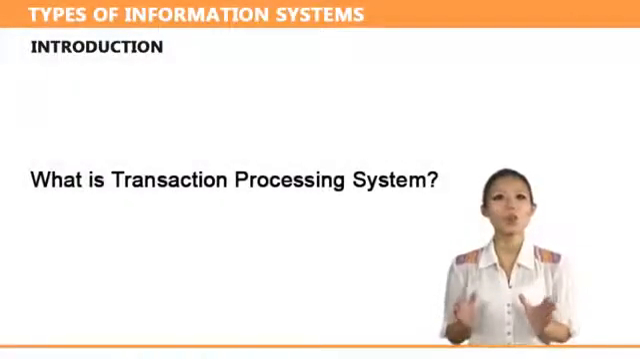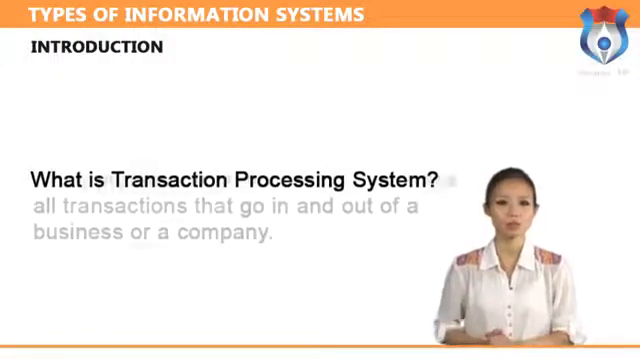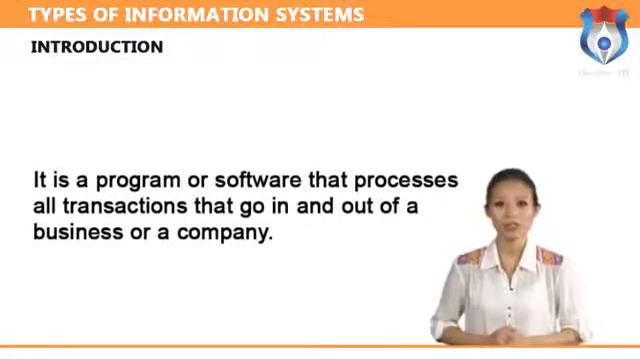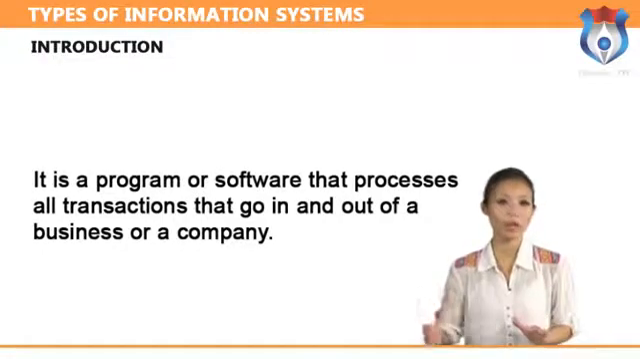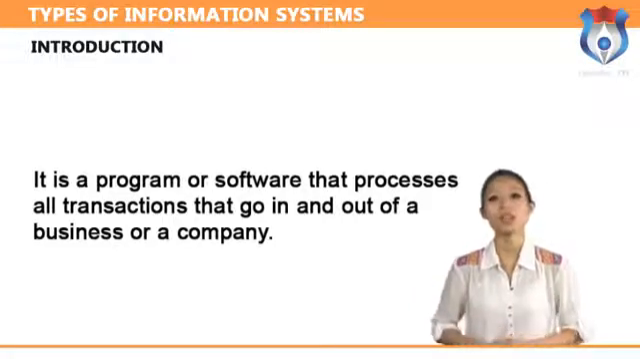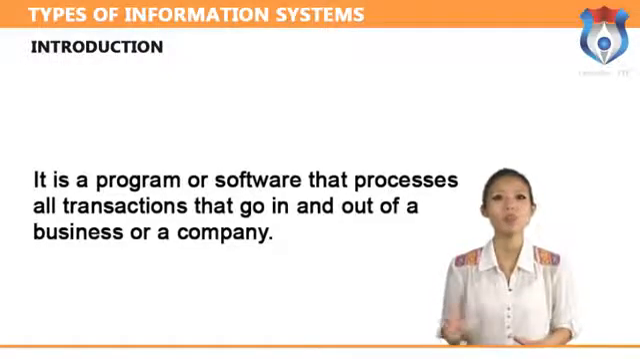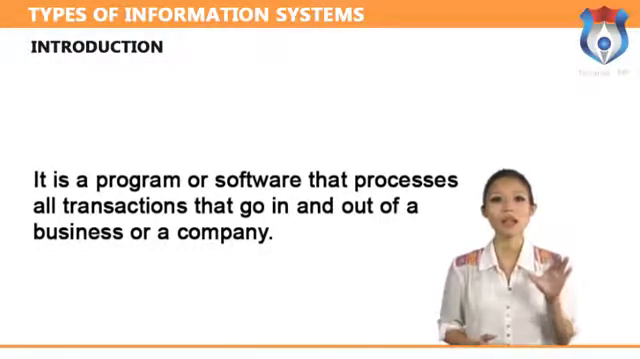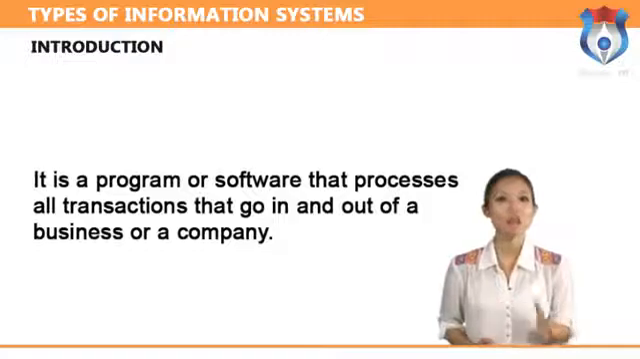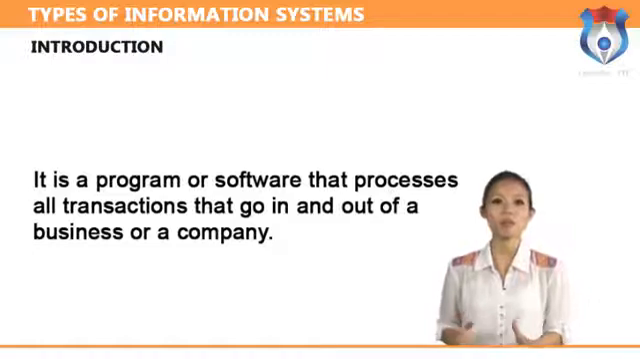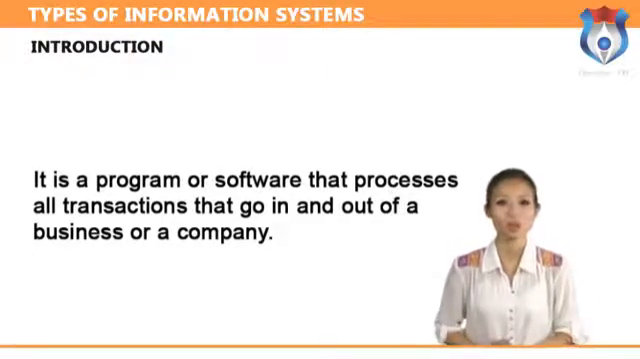Let us first begin with transaction processing system. Transaction processing system is a program or software that processes all transactions that go in and out of a business or a company. The system goes over the transactions one by one, like in an automated teller machine, ATM, that permits only one user at a time. The software or program usually undergoes an ACID test to qualify as a transaction processing system. In case of breakdown, recovery or backup should be shipped.